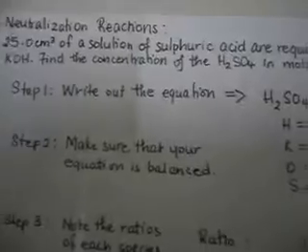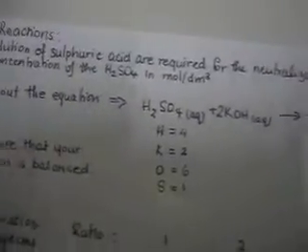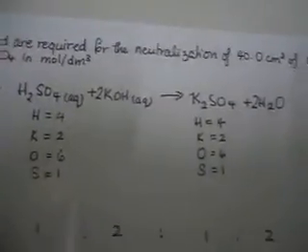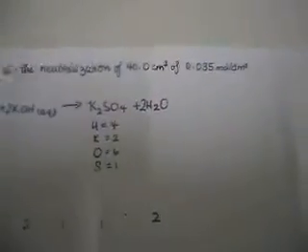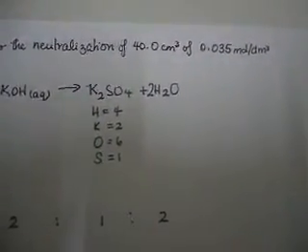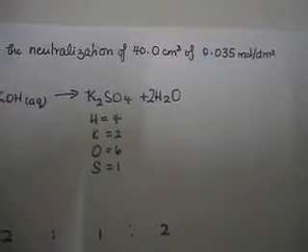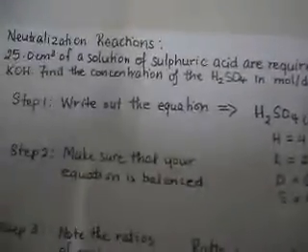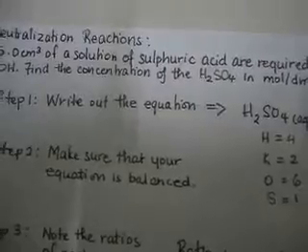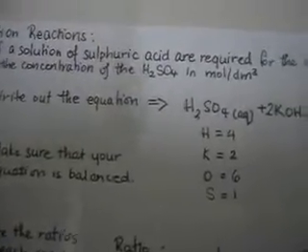We're going to try to determine the neutralization reaction for this question. 25 cm³ of a solution of sulfuric acid are required for the neutralization of 40 cm³ of 0.035 molar potassium hydroxide. Find the concentration of the sulfuric acid in mol/dm³.